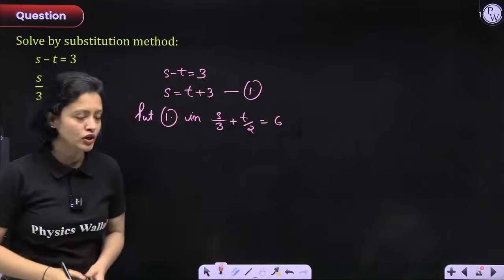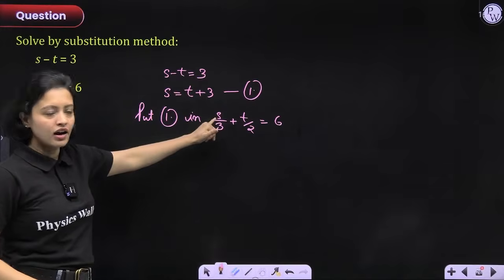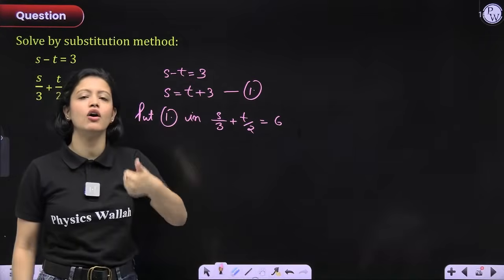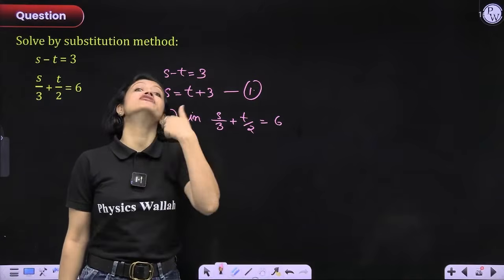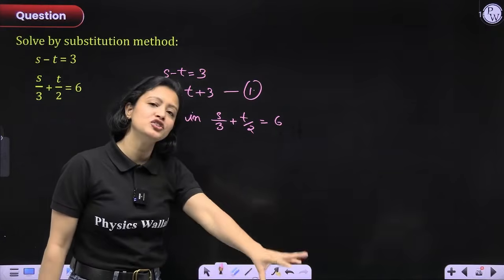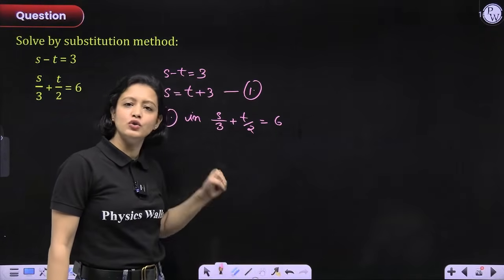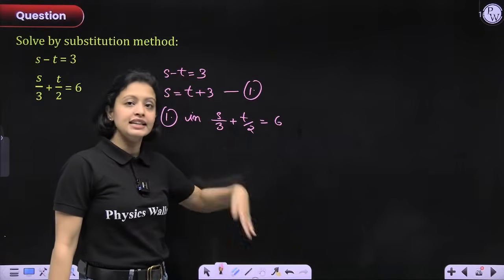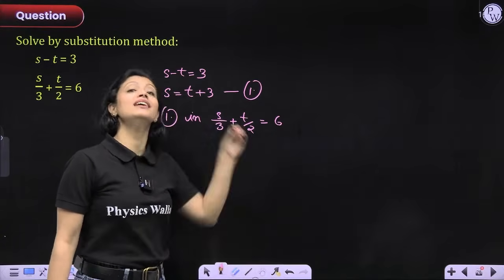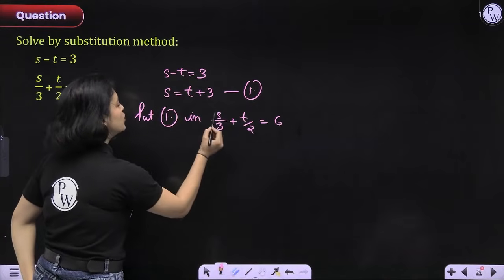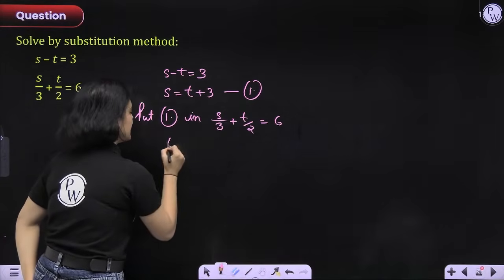So, I hope you understood. You could have taken the value of t also from here and put it here. So it's totally your choice which value of a variable you want to put, or from which equation you want to figure that value out. From whichever equation you are taking out the value of one variable in terms of another variable, that equation is done. Then you are going to put that value in the remaining equation. So now I am going to put t plus 3 in place of s, in the second equation.